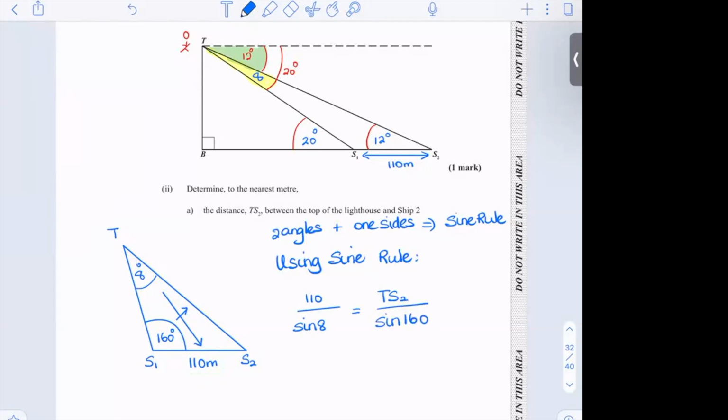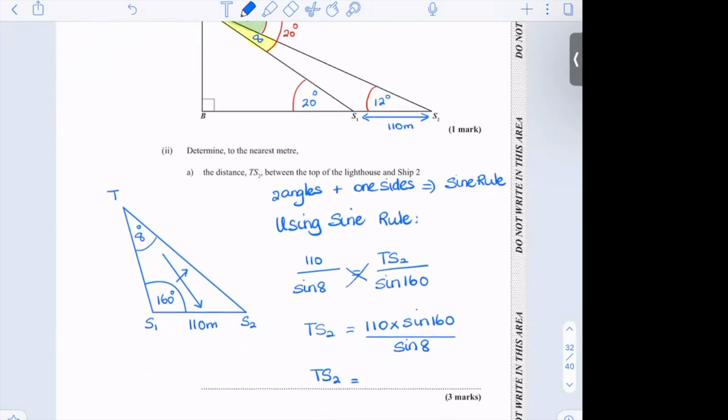So let us cross multiply. So TS2 is equal to 110 multiplied by sine of 160 divided by sine 8. TS2 is equal to, and they want the answer to the nearest meter.